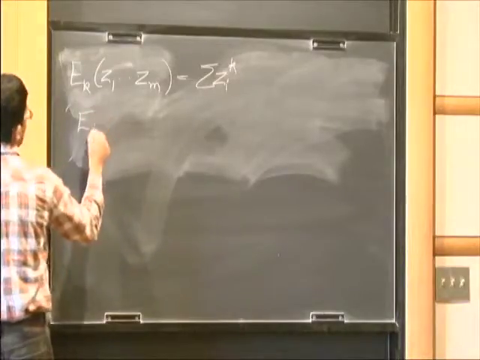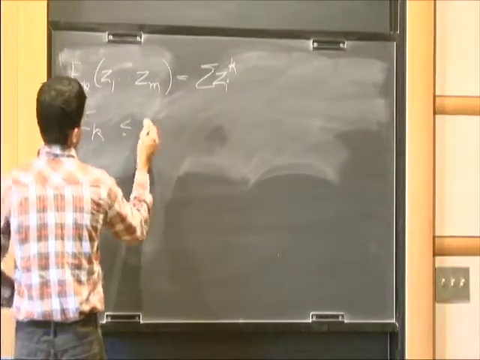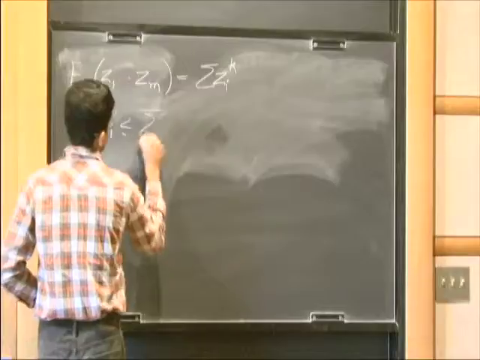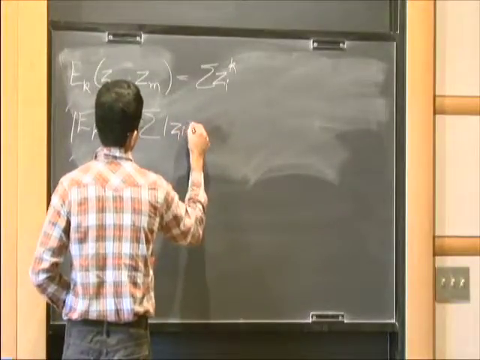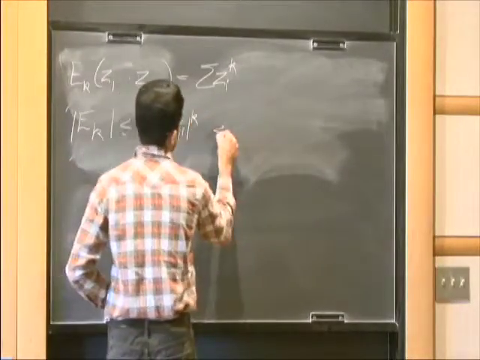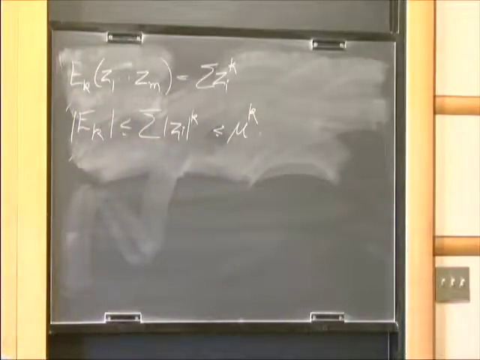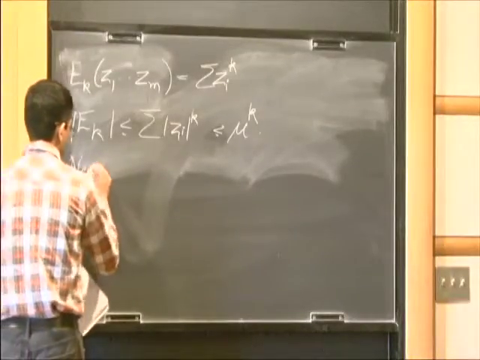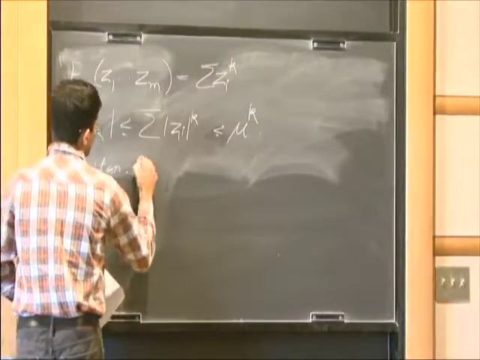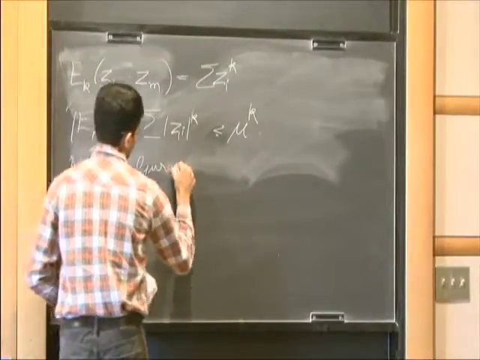Okay. So firstly, I claim that since I have this bound on the sum of the squares, I can easily bound E_k as the absolute value of E_k. It's less than the sum of the absolute values of z_i raised to k. It's less than or equal to mu to the k. Right? This is just the LP norm inequalities. Okay. Now the relation between these power sums and the elementary symmetric polynomials, it's a classical formula called the Newton-Girard identities.